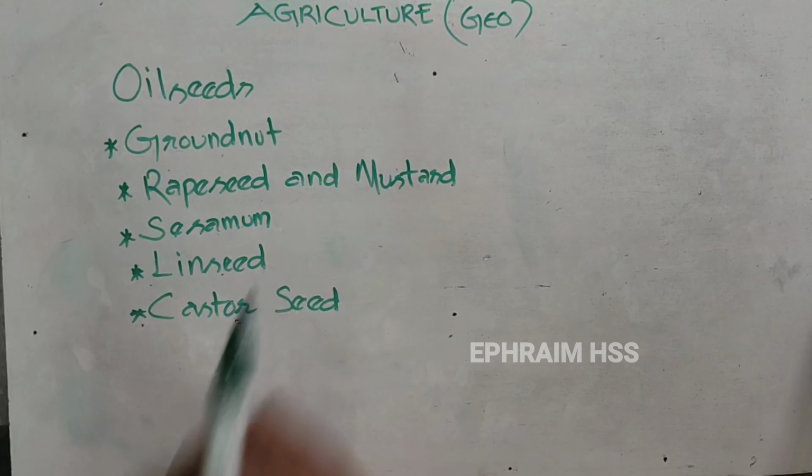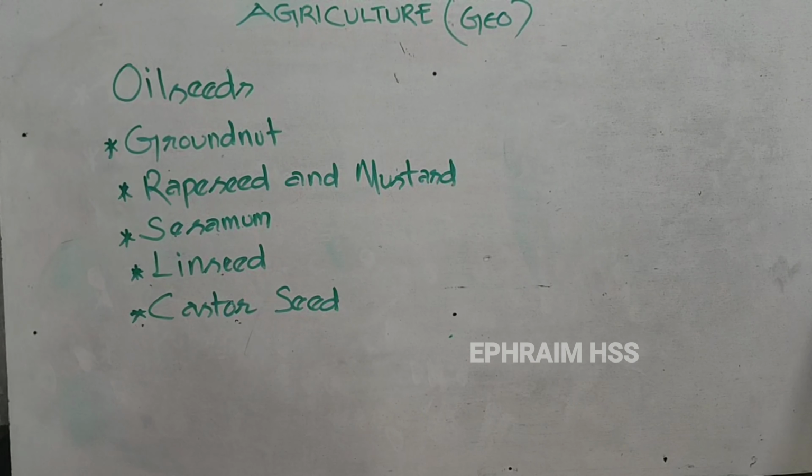Linseed. It is a rabi crop, and it requires temperature between 15 degrees Celsius to 25 degrees Celsius and a moderate amount of rainfall from 40 centimeter to 75 centimeter. The type of soil required for the growth of linseed is alluvial or clay soil. And Madhya Pradesh, Bihar, UP, Maharashtra and Chhattisgarh are the states where linseed is grown.